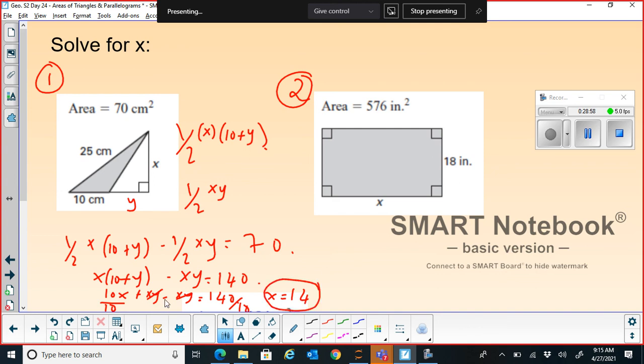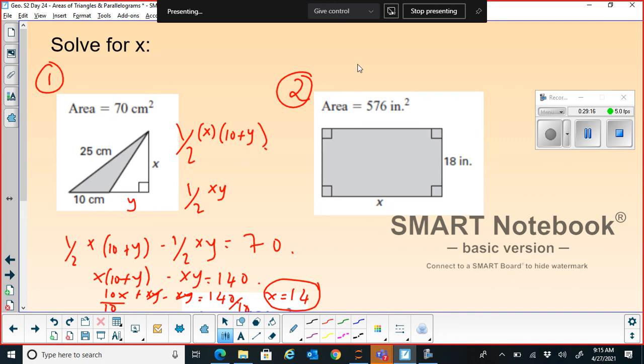Supposing if this was not getting crossed out, you could have used one more equation. You could have got x plus 10 plus y whole square equals 25 square, and those two equations you could have solved. Two equations, two unknowns. Let's do the second one.